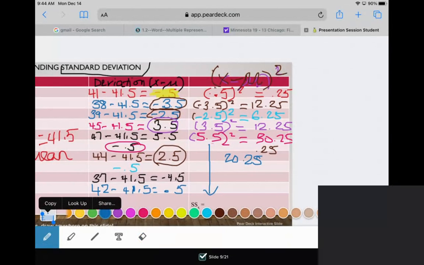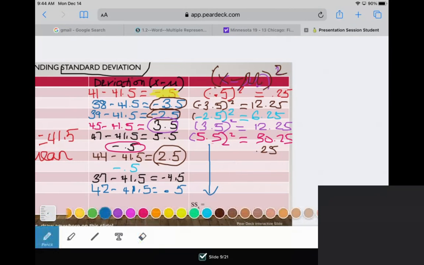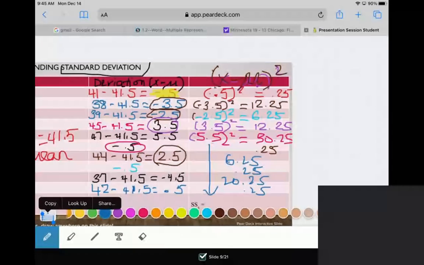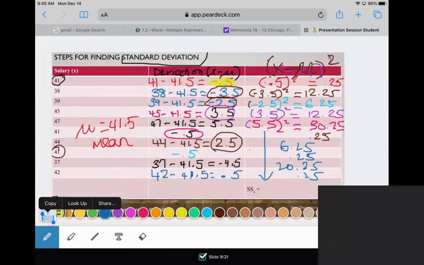And then we have... did I skip something? No, I skipped it, sorry. Okay, the next one is 6.25, 0.25 again, and then 20.25, and the last one is 0.25. So these are the squares. I'm going to zoom in for you to take a picture. Actually, let's take a picture of the whole table.